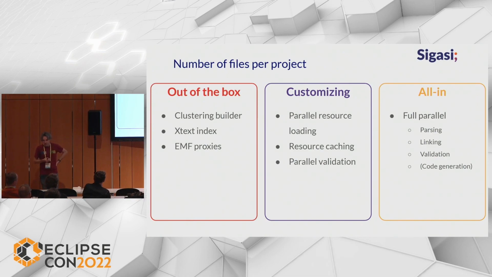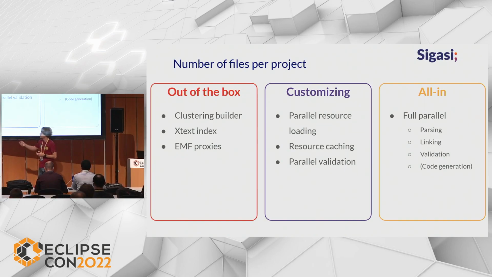When we are talking about the number of files per project, Xtext has a few things to offer out of the box that make it kind of handleable. So we are talking about the clustering builder, the Xtext index, and the EMF standard means of having proxified resources. When we look at these three items, we are easily in a position where Xtext will munch through a bigger project with hundreds and hundreds of files without choking.